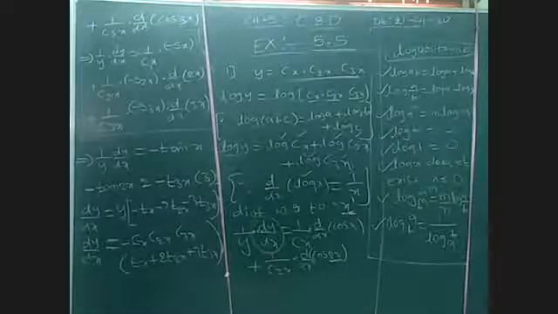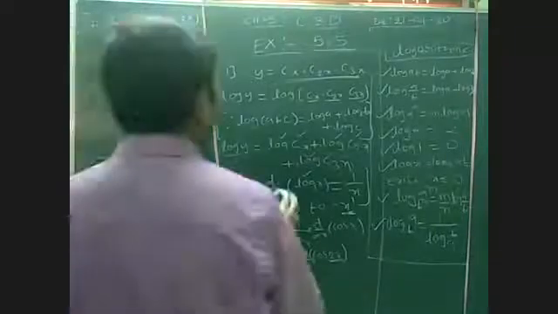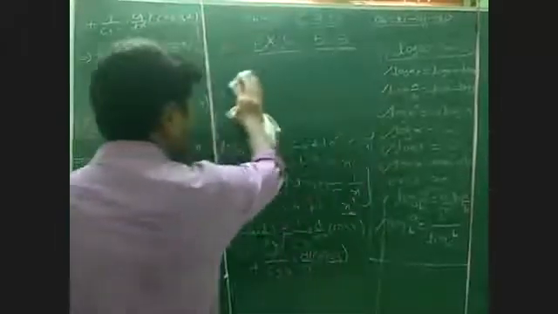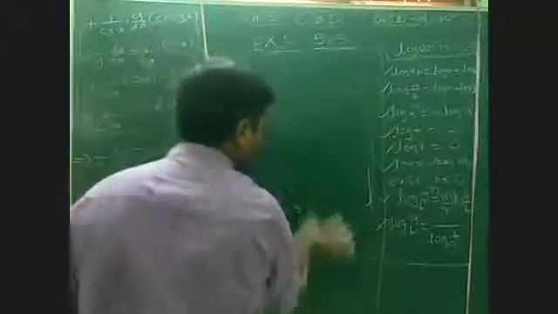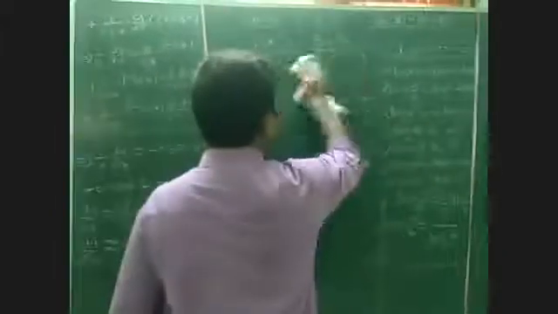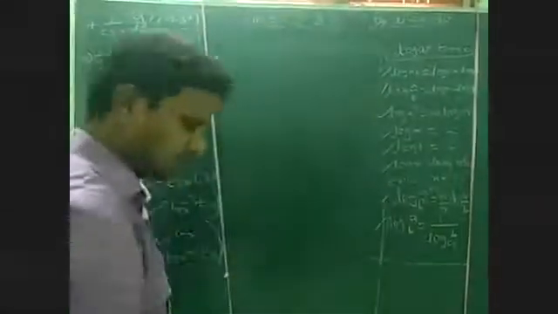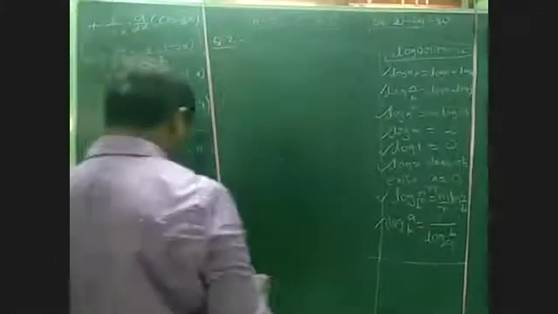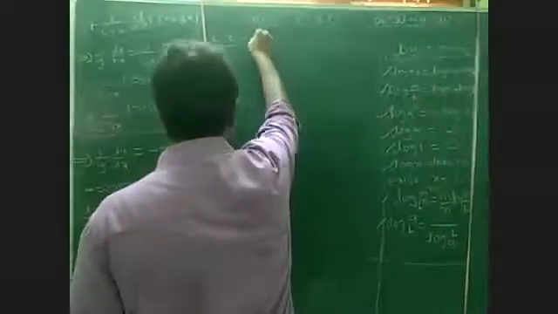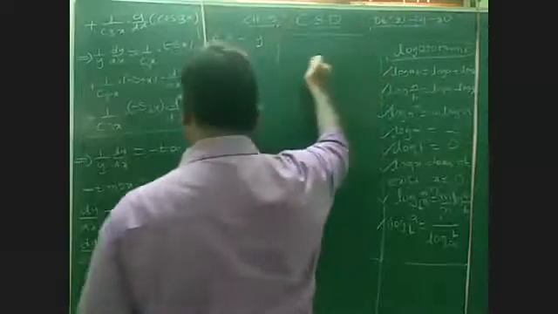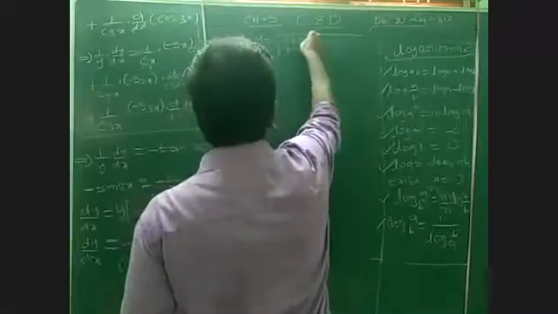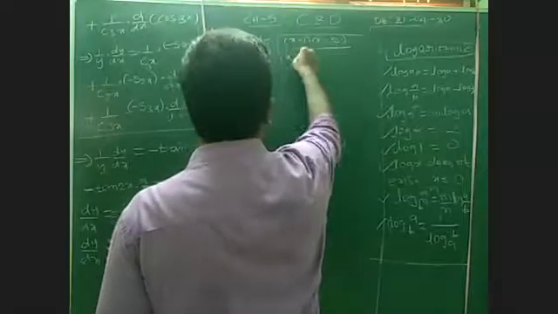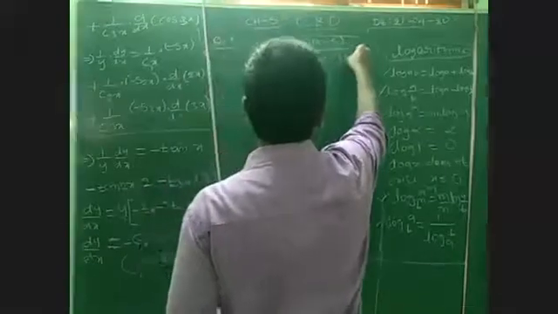Second one, question number 2. Let us take y is equal to square root of x minus 1, x minus 2, x minus 3, x minus 4, x minus 5.